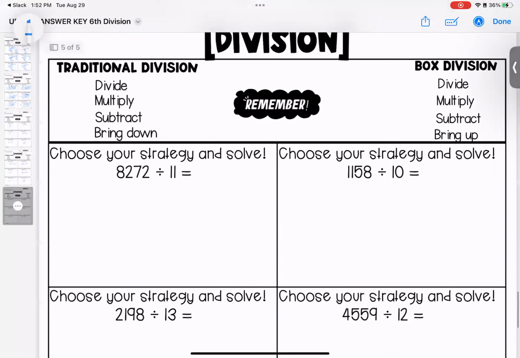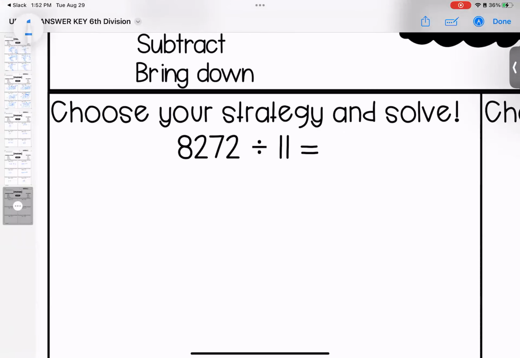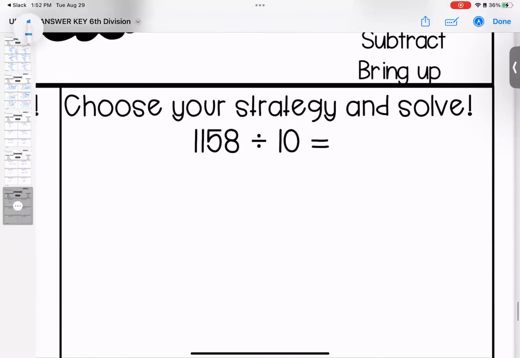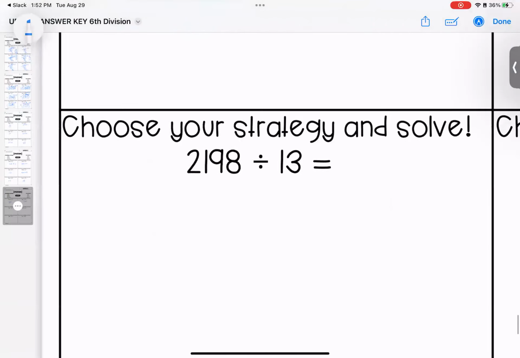All right, little loves, last page for this week. If you got this far, congratulations. That's a lot of practice. This is going to divide in 752 times. There is no remainder. 1,158 divided by 10. It's going to go in 115 times with a remainder of 8. If I do 115 times 10, I get to 1,150. So very close.